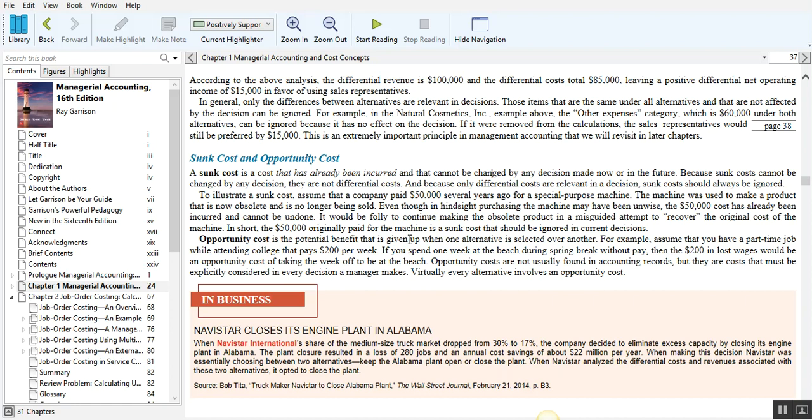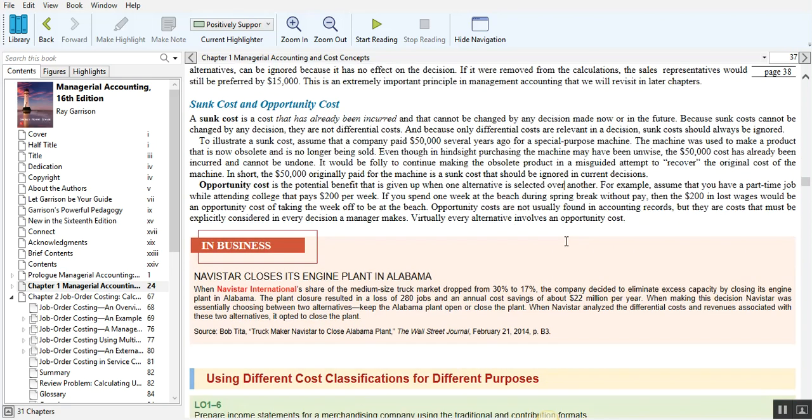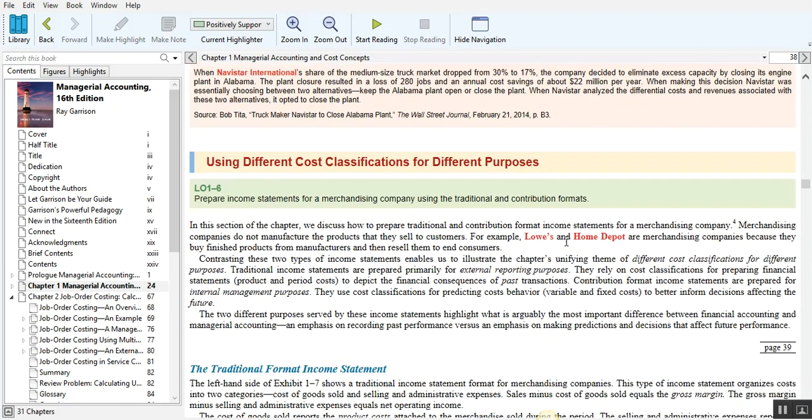Because I do that, I lose that revenue. Usually, every time you make a decision and you're looking at two different possibilities, there will be an opportunity cost in it somewhere.